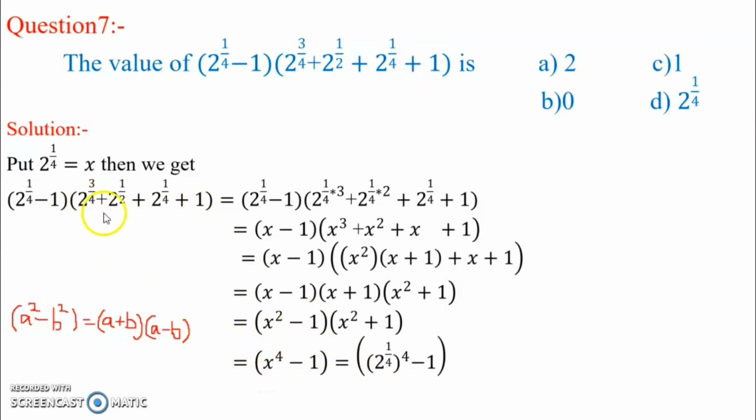Now just substitute the value of x over here. What is x? You have substituted x to be 2 raised to 1 by 4. So this will be 2 raised to 1 by 4 whole raised to 4 minus 1. Now what will this be? This will be 2 raised to 1 by 4 into 4. Now the 4 will get cancelled and you will have this equal to 2 minus 1, which is equal to 1. So the value of this quantity is 1, which is option C.